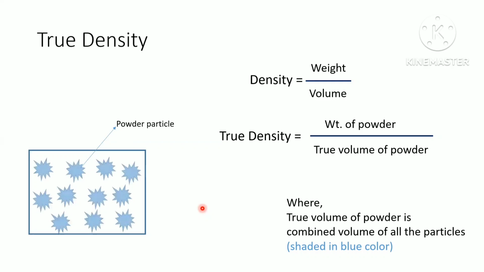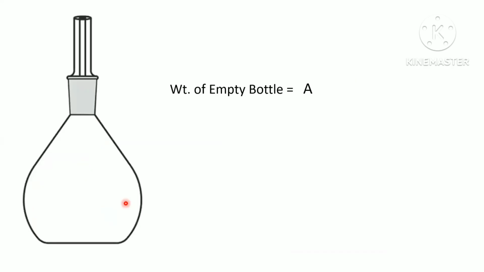Now, in this case, the volume occupied by the particles, which is represented in the blue color shade, is the actual volume of the powder material. Now, how to determine this true volume? We use the liquid displacement method. This is the specific gravity bottle, or density bottle.